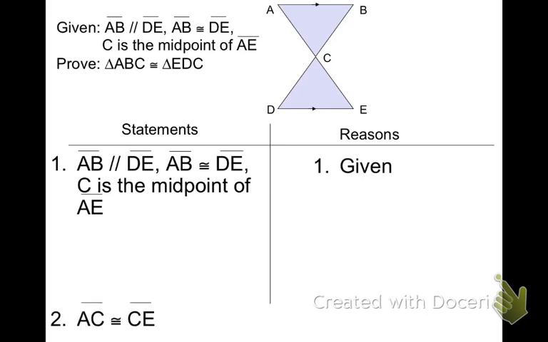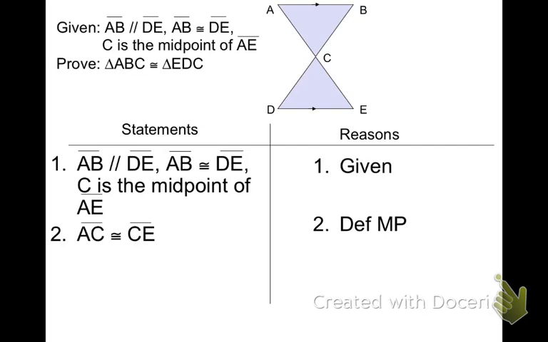First, always start with the given. Now AC is equal to CE. We're going to use the definition of the midpoint there to prove those side congruences. Now angle A and angle E are congruent. Now why is A here congruent to angle E here?